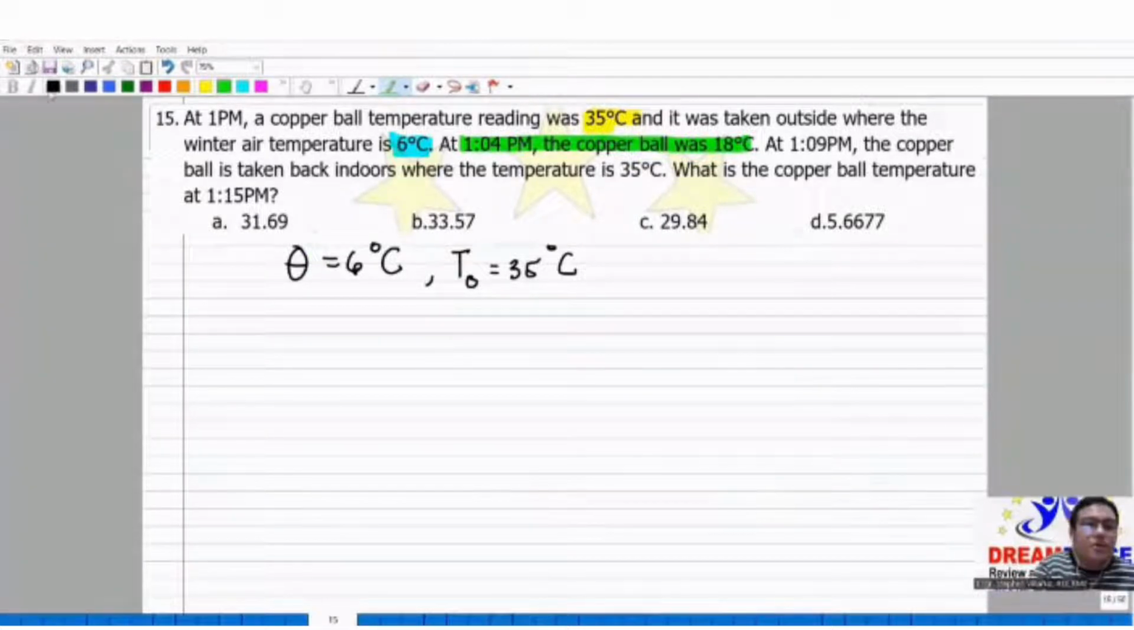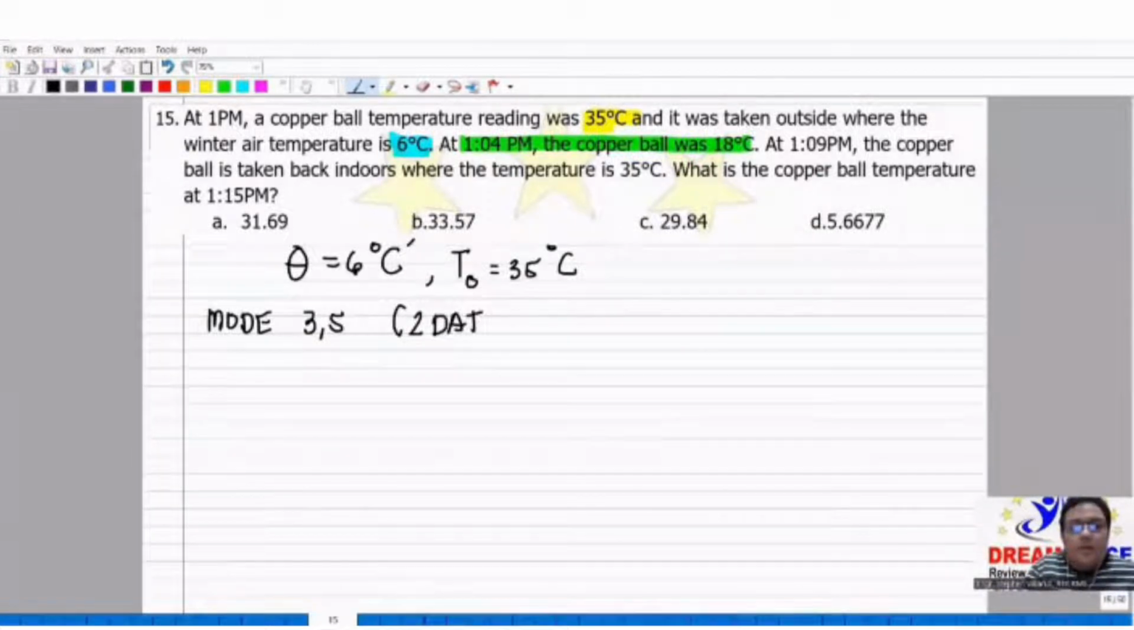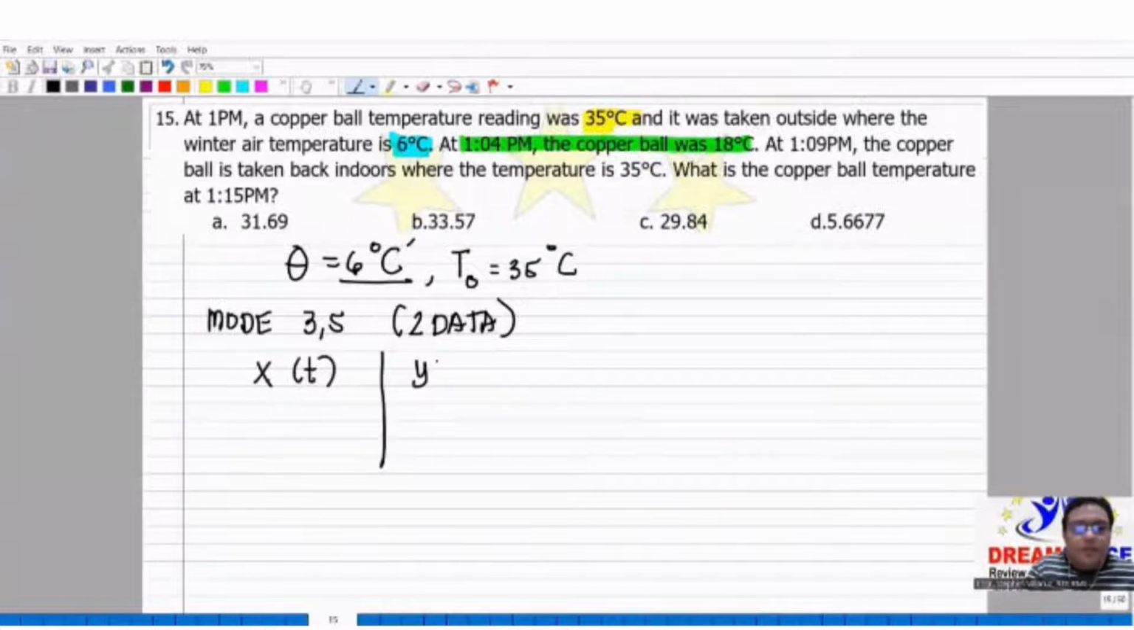Okay? So, therefore, pwede siguro tayo mag-mode 3.5 dito, sa una. Kasi, meron tayong final at saka may initial. So, kailangan natin dito ng dalawang data. Unahin muna natin yung nilabas. Okay? 6 degrees Celsius yung ating theta or surrounding temperature. So, x is equal to the time and yung ating y is for your T minus theta.